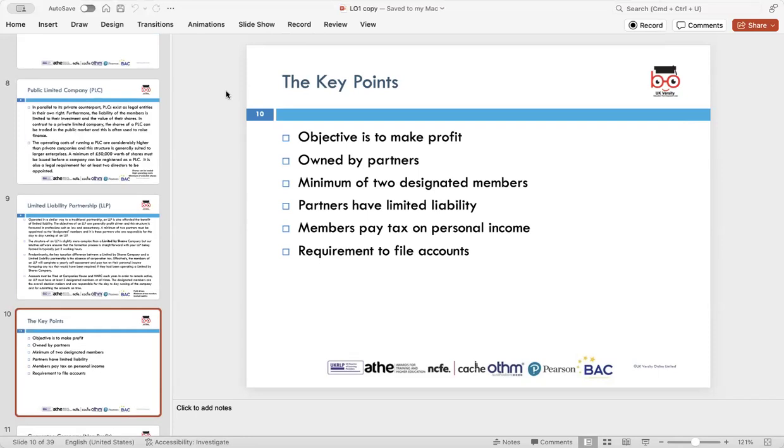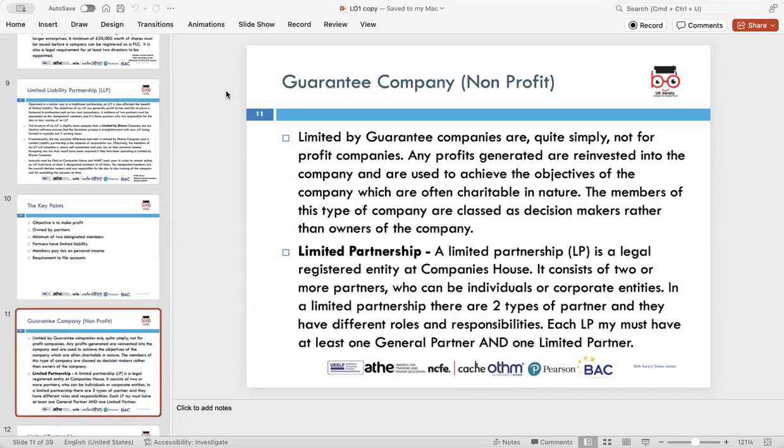The key points: the objective is to make a profit. The business is owned by partners. There must be a minimum of 2 authorized members. Partners are subject to limited liability. Members are required to pay tax on their personal income and are required to file accounts.